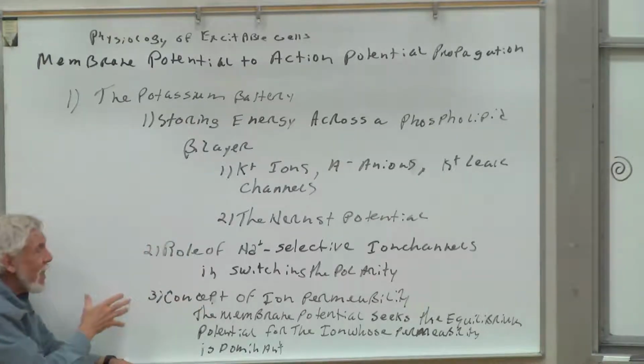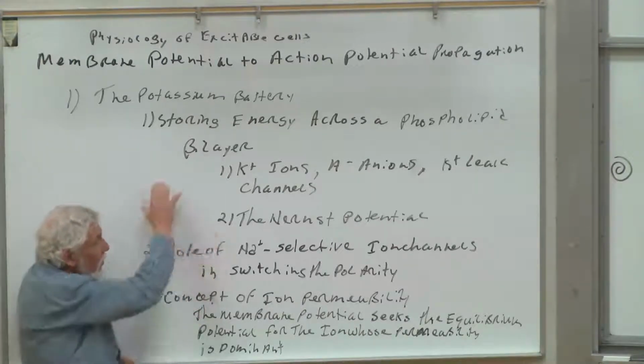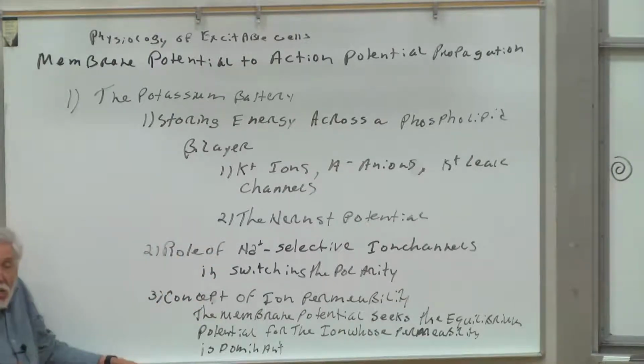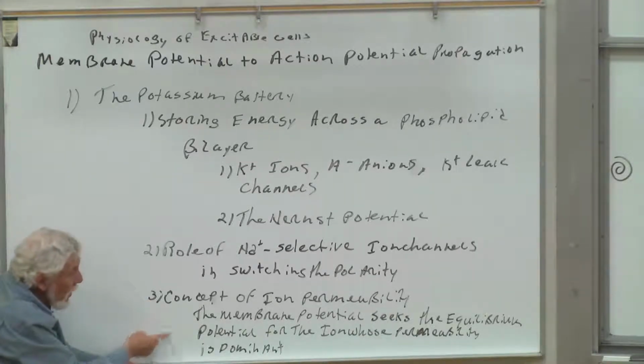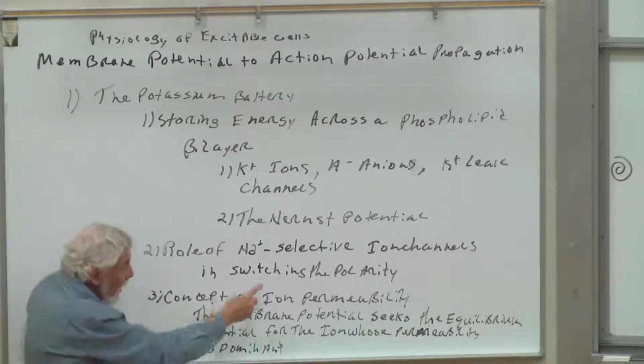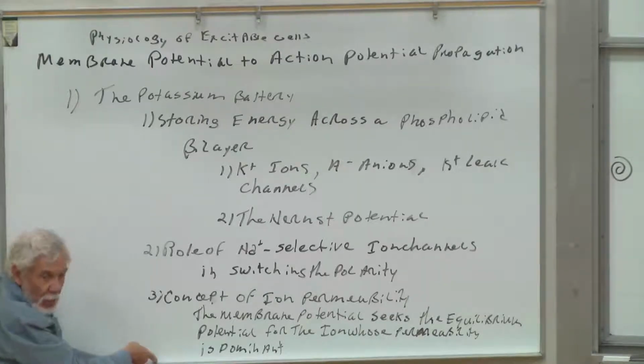Now, one of the ideas that will fall out of this, and fall out of the Nernst potential, and fall out of the idea that each of the ions has an equilibrium potential, is this concept of ion permeability, and the idea that the membrane potential seeks the equilibrium potential for the ion whose permeability is dominant.